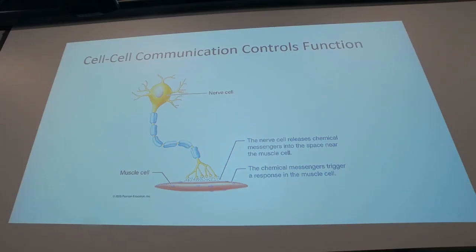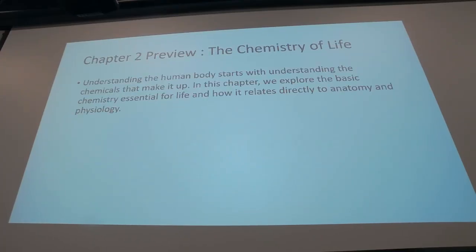And then in physiology, we also have cell-to-cell communication. So some cells communicate by chemical messengers. In this case, it's a neuron with a muscle cell, and that chemical messenger, in this case, is a neurotransmitter. So, what we will study in chapter 2. So we were studying the chemistry of life. So we will see the elements, and then we will see how these elements form different molecules and how these molecules perform functions in our body.